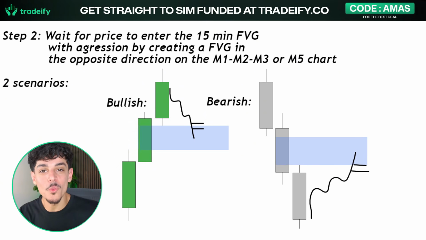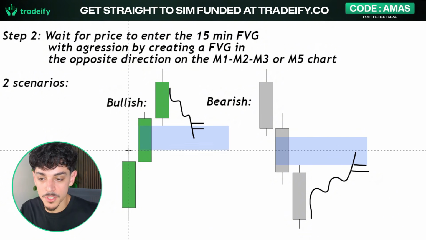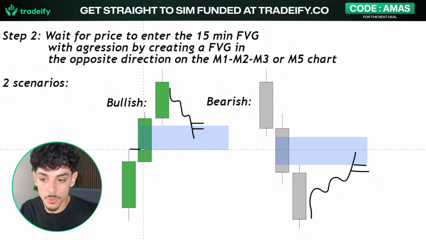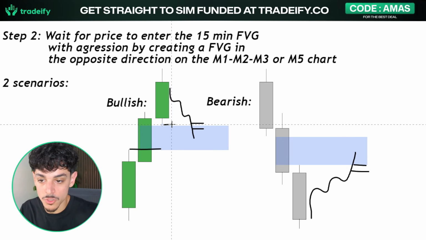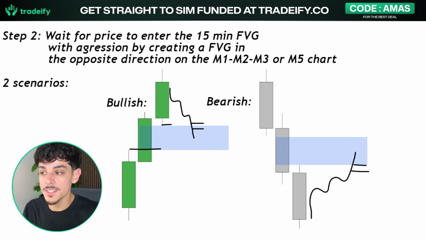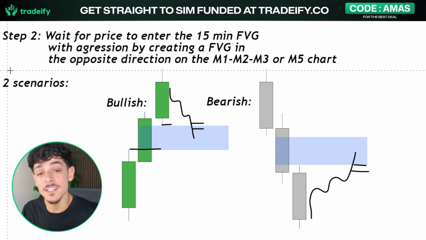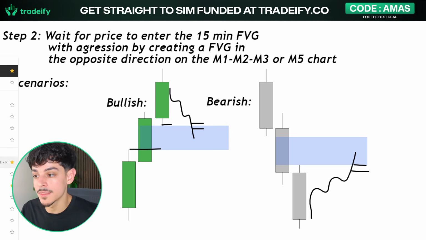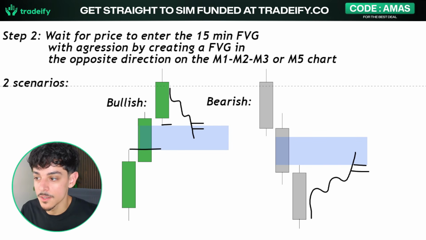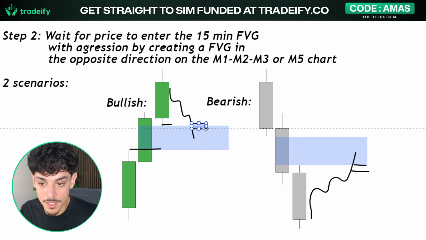Now you're probably wondering, why do we need to wait for price to enter this 15-minute zone aggressively by creating a fair value gap? And the answer is fair value gaps tell you the story and the order flow. Let's use the bullish scenario. On the 15-minute chart, we know that there's a lot of buyers located between this candle's high and this candle's low on the 15-minute chart. But when we scale down to a 1, 2, 3, or 5-minute chart, if you enter this zone and you have a bearish fair value gap, it tells you the exact same thing. It tells you that there's a lot of sellers located between this candle's high and this candle's low right here.